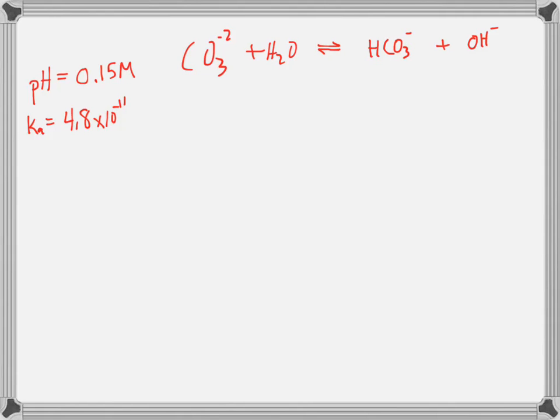Am I reading the wrong question? No, I'm reading the right one, aren't I? Yeah. Oh, no. It wants to know the pH, sorry. I don't know why I didn't notice the units there. It wants to know what the pH is, and it says that our concentration of our carbonate ion is 0.15 molar.